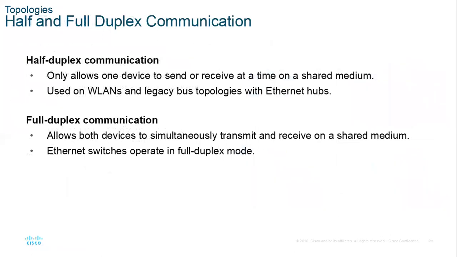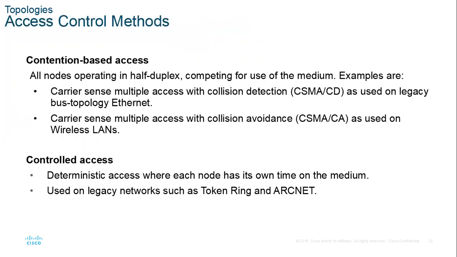So we have duplex communication. Half duplex is when you allow one device to send or receive at a time on a shared medium, whereas full duplex is when you have back and forth simultaneous communication. Okay, so you have contention-based access. So that's what we call the CCNA.